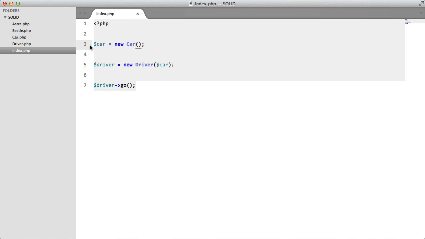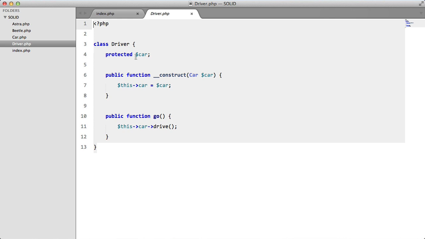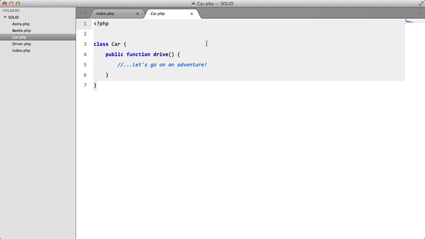I have a car, which I'm creating here. I have a driver, which I'm creating, and I'm inserting the car using dependency injection. Then I'm calling driver go. So let's look at this. We have our driver file. I'm injecting a car, as you can see, and then we're calling driver go here. So all this does is call this car drive, which we can see in our car class.